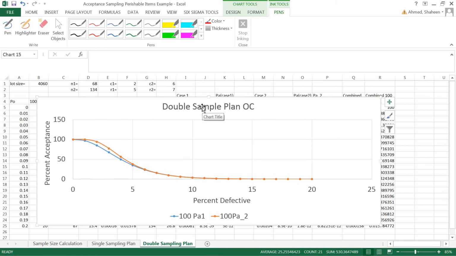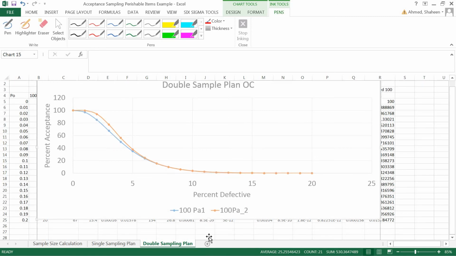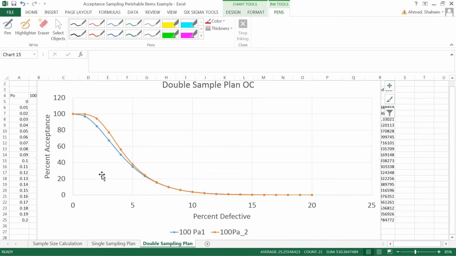Now this one is produced for C1 using 2. It's a perishable item, so C1 cannot be 0. Well, it could be, but in that case it will be hugely expensive. However, if you look at this graph, it doesn't really look anything different from the zero defect policy. So basically it's the same discussion that we had for the zero defect policy. This one even looks closer.